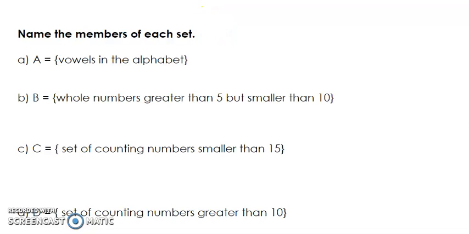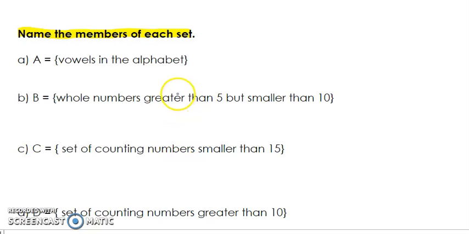Okay, so now we're going to look at naming members of a set. So here it is, the question says, name the members of each set. All right, so if you look at A here, it says set A is the set of vowels in the alphabet. And we go on and we have the set of whole numbers greater than 5 that's smaller than 10.